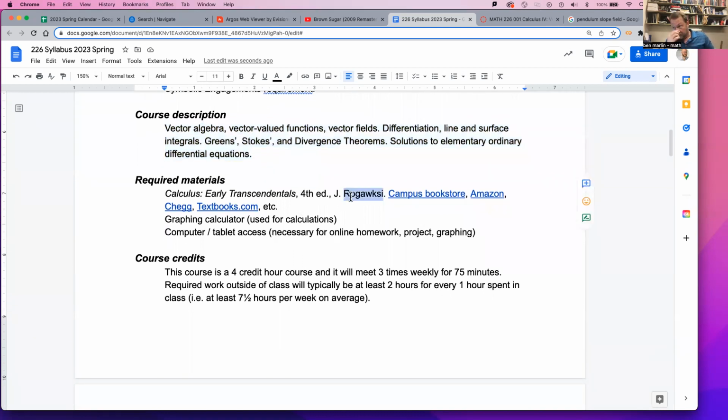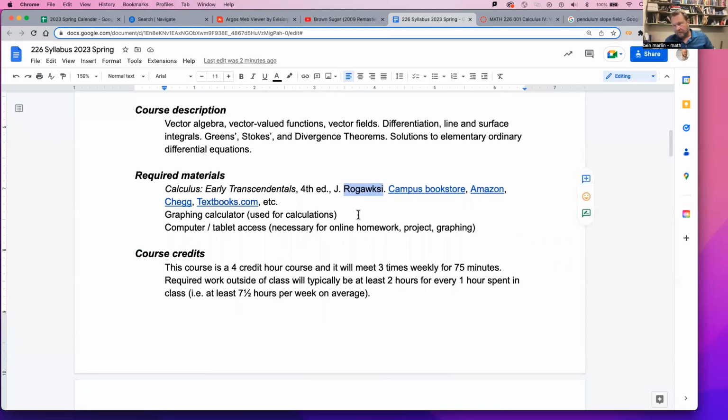The textbook here, Calculus Early Transcendentals, we're using the 4th edition now. I don't know what the ISBN is for that. I should look it up and try to put it on here. So if you follow the link to this later, oh wow, I seem to have spelled the guy's name wrong.